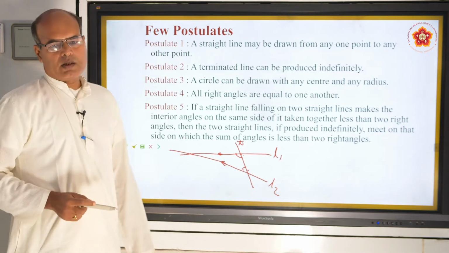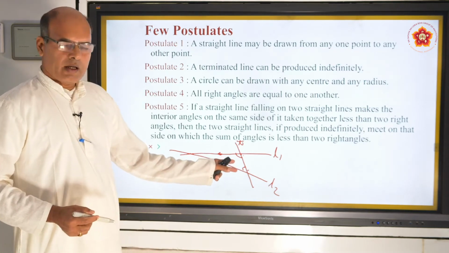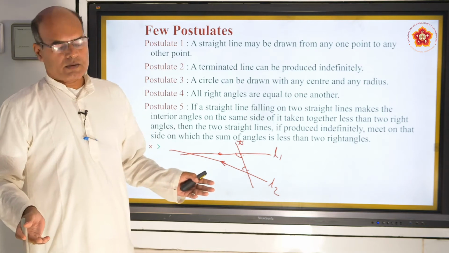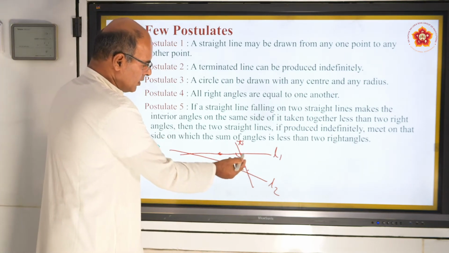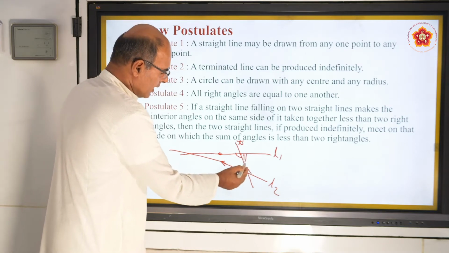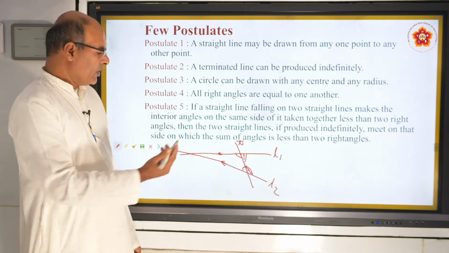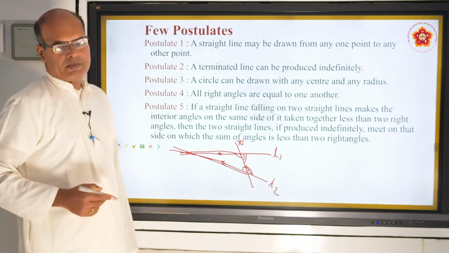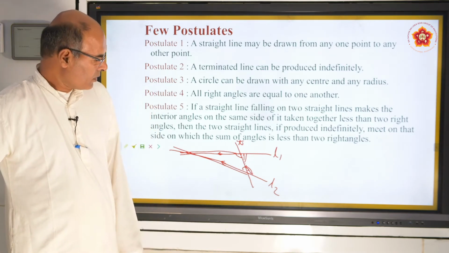So they will meet at some point. If these interior angles together are more than two right angles, then they will meet on the other side. Here you can see the sum of these two interior angles is more than 180 degrees, therefore they will meet on the other side. When you produce this side, they will meet. That is the meaning of this postulate.